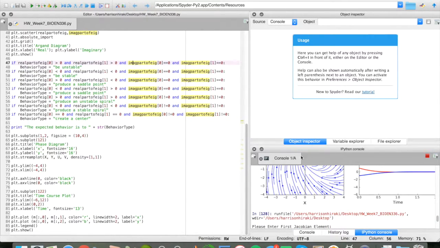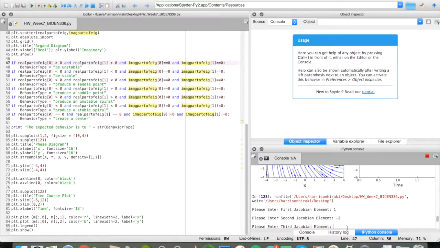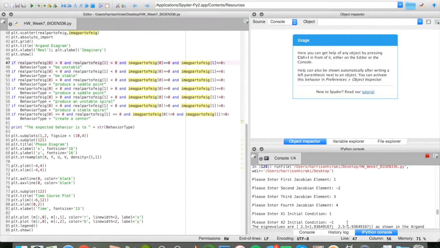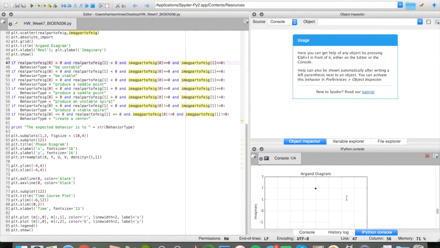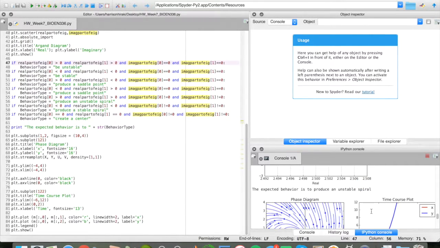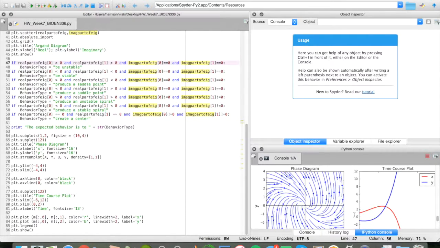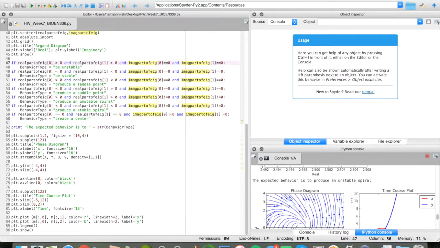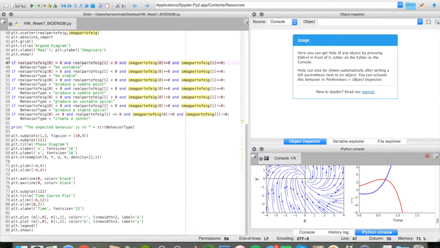Running the script again, we'll see that spirals can exhibit both stable and unstable properties. While the eigenvalues look very similar in terms of their imaginary component, we see that this time any x initial value will diverge to infinity and lead to an unstable system.